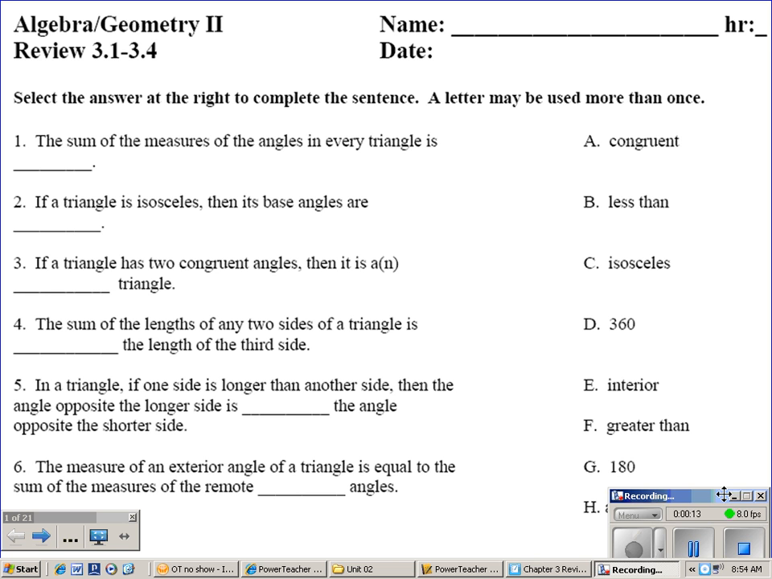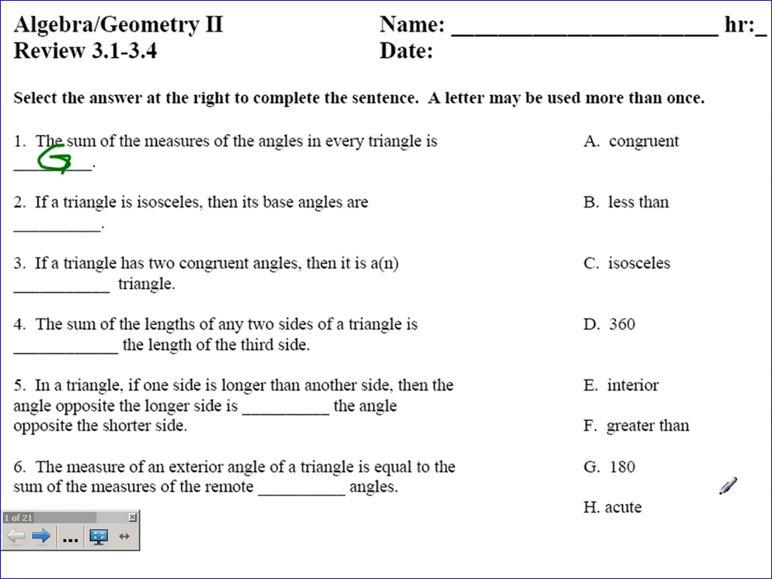The sum of the measures of the angles in every triangle is G, 180 degrees. I agree with that 100%. I'm going to cross out G, even though in the directions it says a letter may be used more than once.